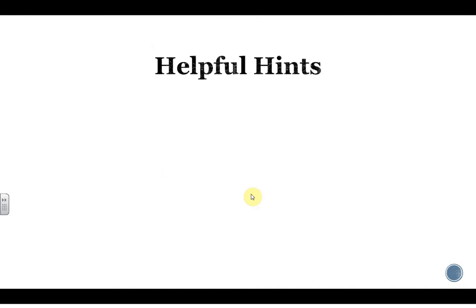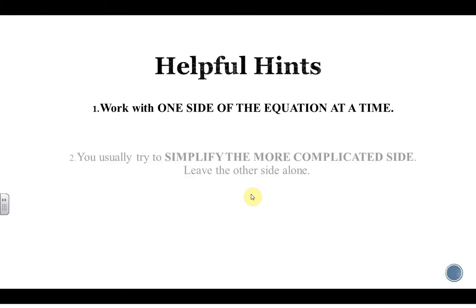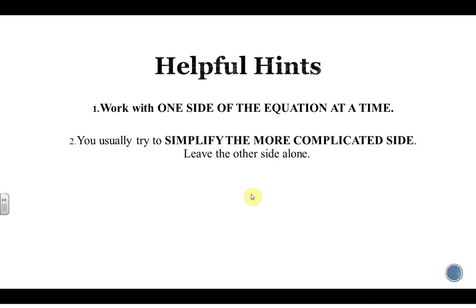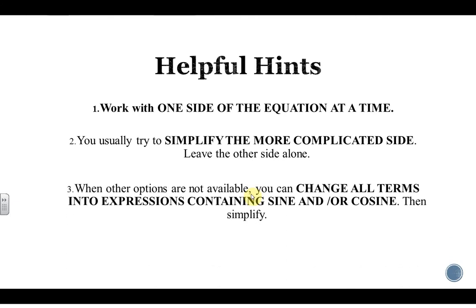Right. So, helpful hints for this. Just work on one side of the equation. Pick the one that looks the ugliest, the more complicated side, and work with that. Break it down. If nothing else is available, you can change all terms into expressions containing sine and/or cosine, then simplify. So when in doubt, try to get as many sines and cosines as you can.